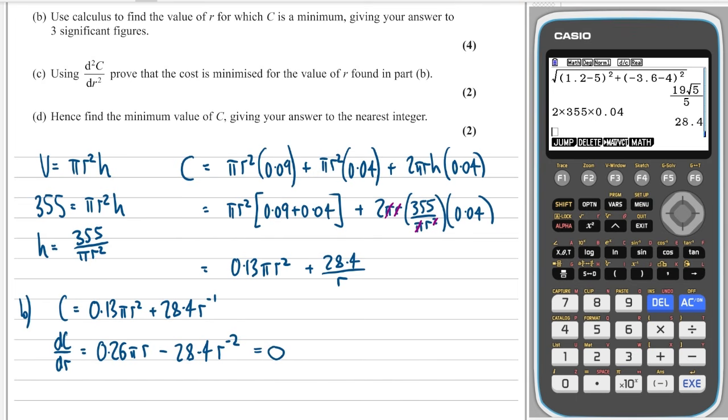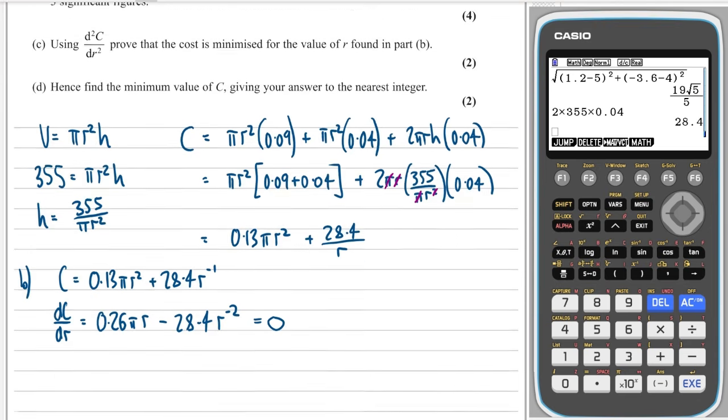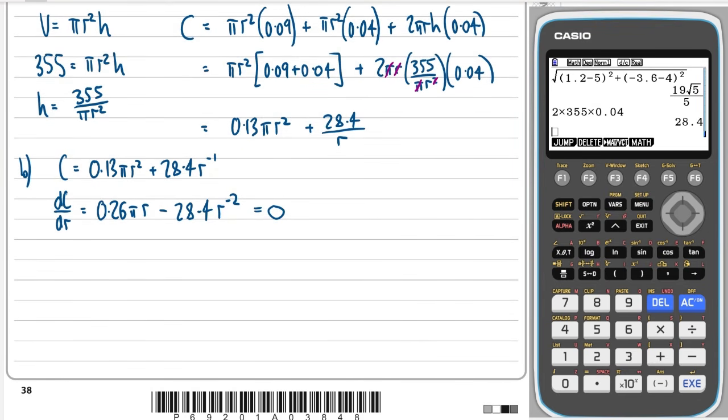So we want that equal to 0, because minimums occur when the gradient is equal to 0 or the derivative is equal to 0. Okay, and when we've got a situation like this where we've got r's here and we've got r to the minus 2, what we're going to want to do is multiply through by r to the positive 2. So that will give me 0.26 pi r to the 3, because r to the 1 times r to the 2 is r to the 3, and that will be minus 28.4, and r to the minus 2 times r to the 2 will cancel, gives you r to the 0, which is just 1.